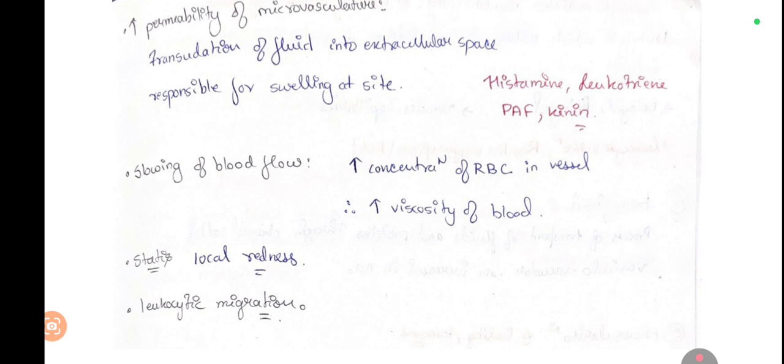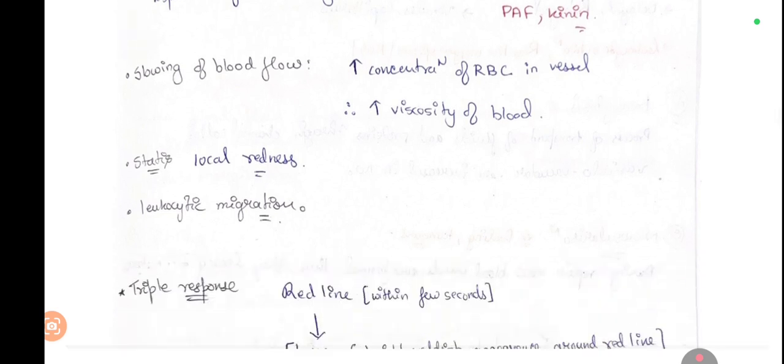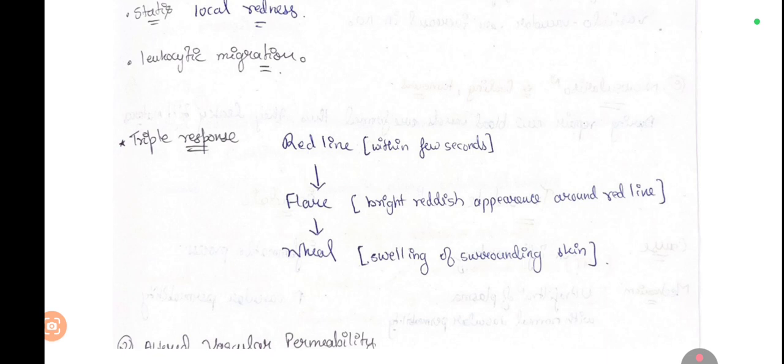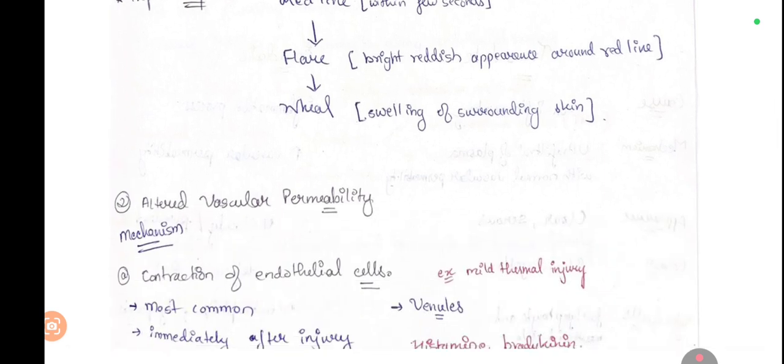Slowing of blood flow: increased concentration of RBCs in vessels, increased viscosity of blood, then there is stasis of blood, due to which there is local redness and leukocyte migration. Triple response: first there is a red line within a few seconds, then flare, then wheal. Flare is a bright reddish appearance around the red line, and wheal is swelling of the surrounding skin. Then there is altered vascular permeability. In this there is contraction of endothelial cells.